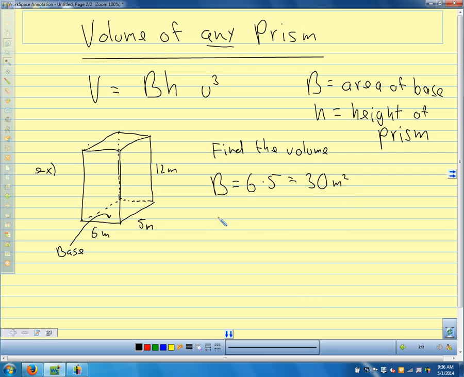The height, what's the height of this prism? 12 meters. So our volume is 30 times 12, which is 360 cubic meters.